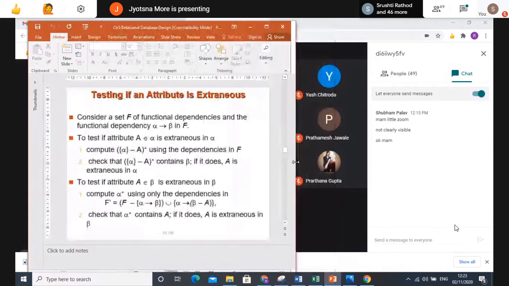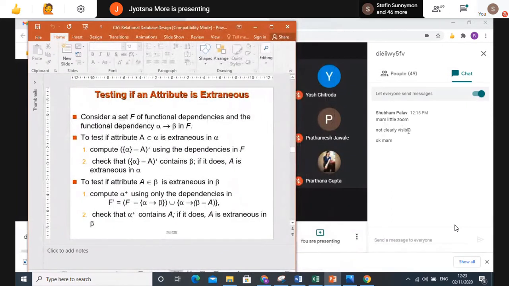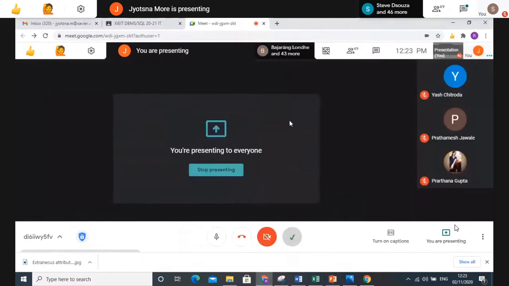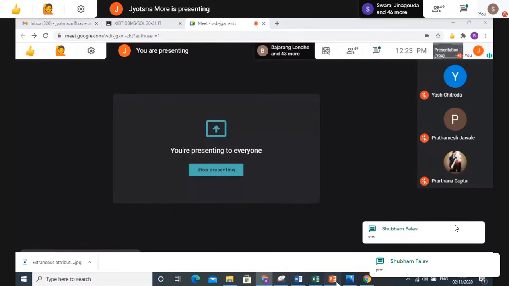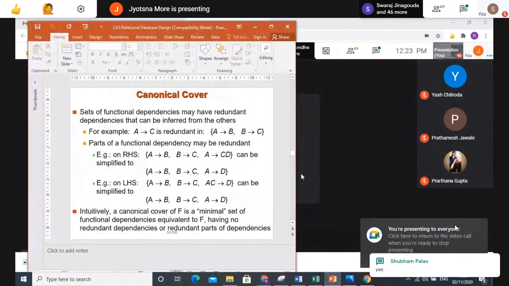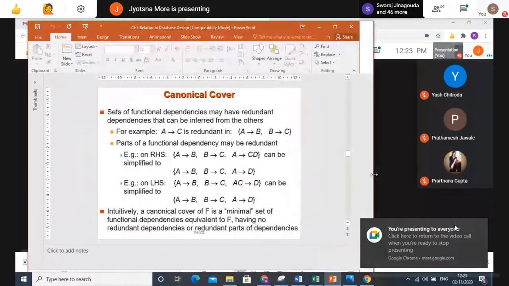I hope it is clear. I have not seen this, not clearly visible. Shubham, your comment. So is it clear, everyone? The extraneous attribute which I just now explained. Okay, fine.